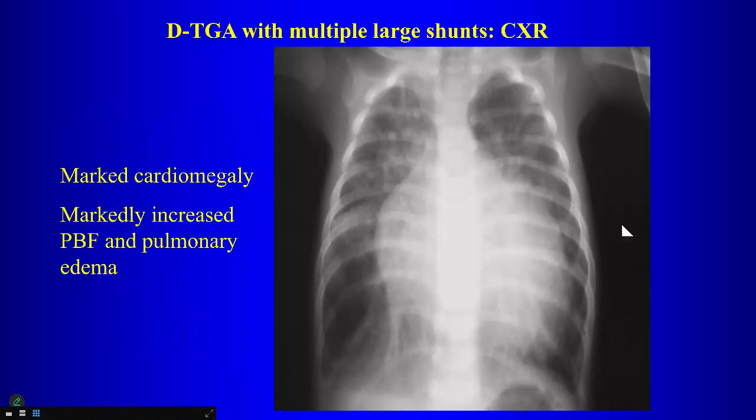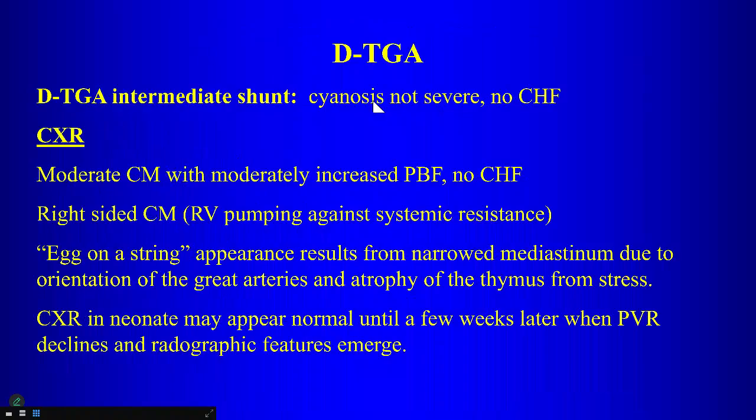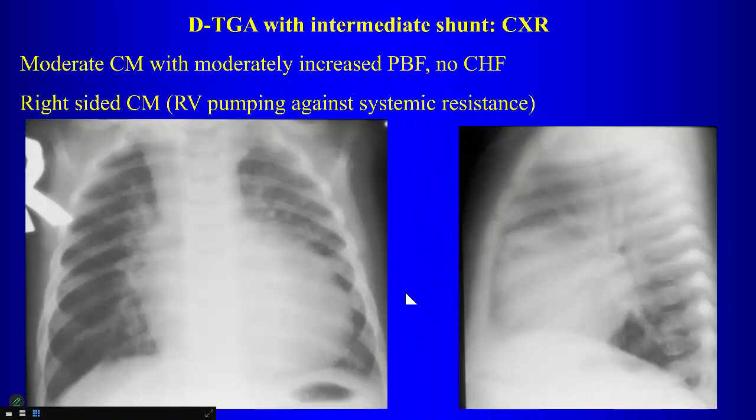So if there are large shunts, then you'll have a big heart, then you'll have increased pulmonary blood flow, and these patients might actually develop pulmonary edema because of the large amount of blood flow going through the pulmonary circulation. It's those patients that have an intermediate amount of shunting that have the classic radiographic appearance of increased pulmonary blood flow with an egg on a string. And as we've said, the classic appearance may take a few weeks to manifest on the chest radiograph because you have to wait for the pulmonary vascular resistance to drop. So the egg on a string, big heart, narrow mediastinum, that's what we see as far as the plain film appearance.